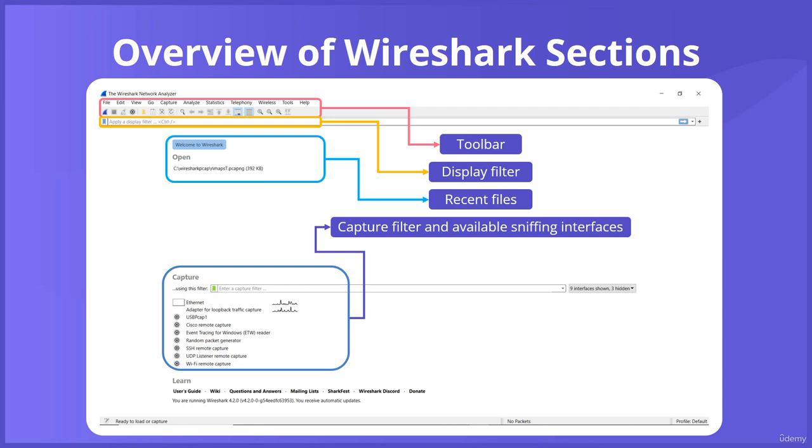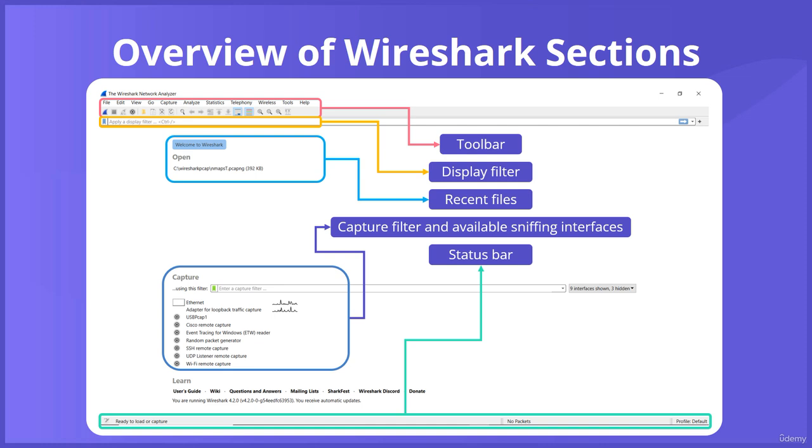The network interface is the connection point between a computer and a network. The software connection, such as eth0 and ens, enables networking hardware. Status bar. Tool status, profile, and numeric packet information.